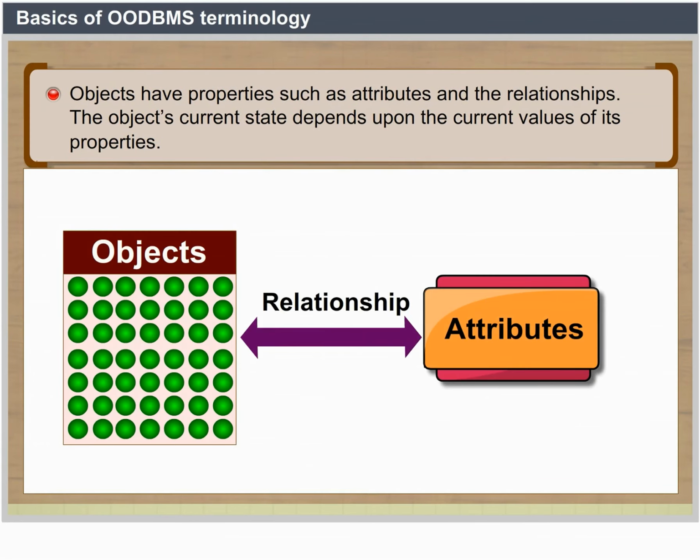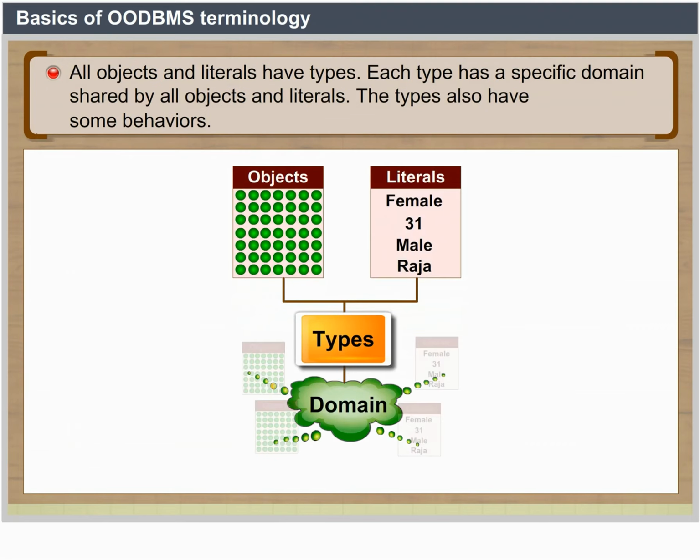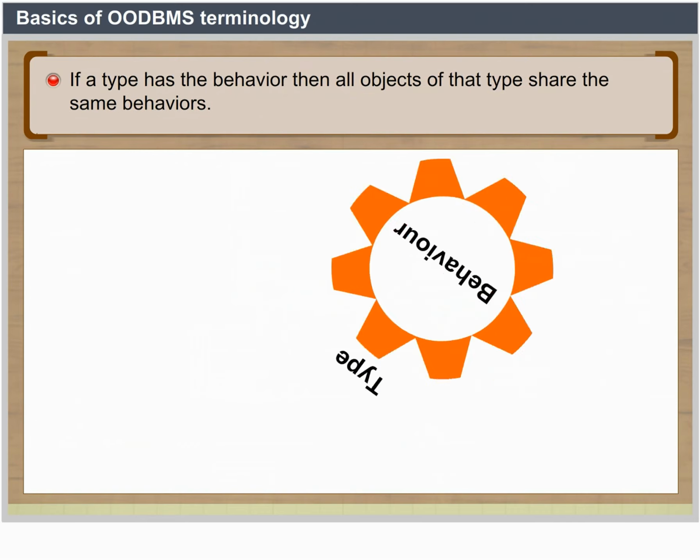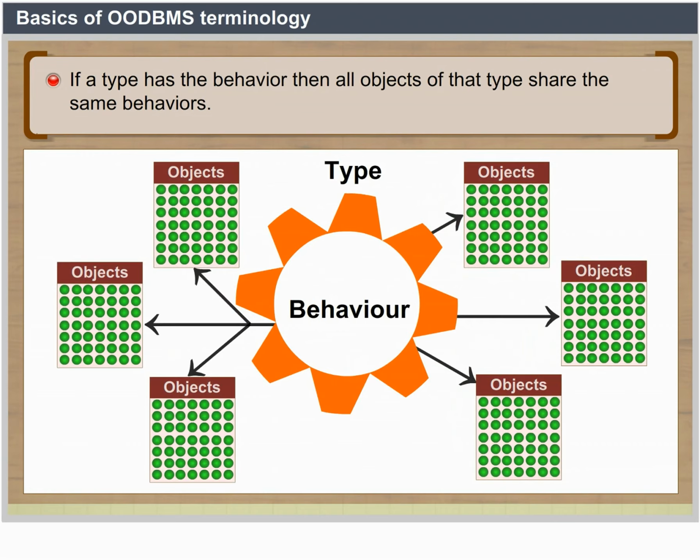Objects have properties, which include both their attributes and the relationships they have with other objects. The current values for an object's properties make up the object's current state. All objects and literals have types. Each type has a specific domain shared by all objects and literals of that type. Types can also have behaviors. For a type that has behaviors, all objects of the type share the same behaviors.